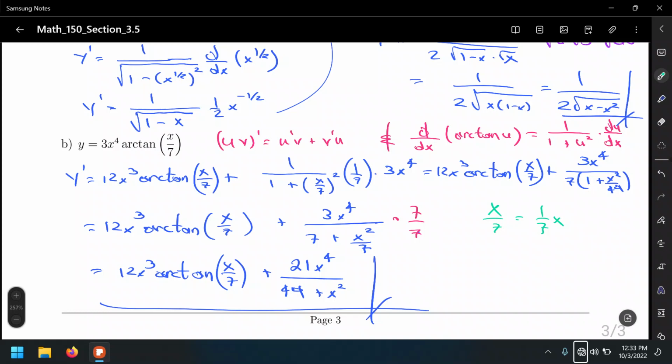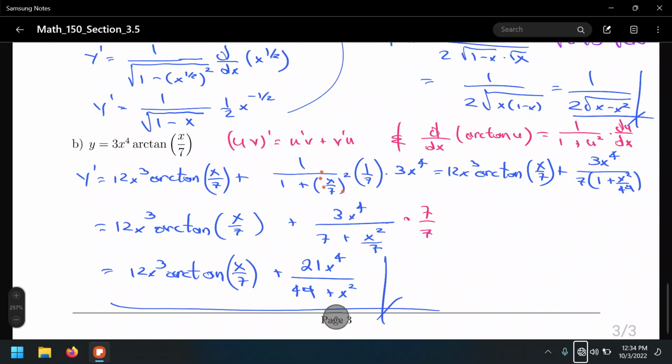But what makes it tricky is this x over 7. Maybe write it as 1/7 of x, and it's a lot easier to see the derivative of the 1/7. So you use the combination of the product rule, chain rule, arctan rule and general power rule. Yes, all those in the same problem.